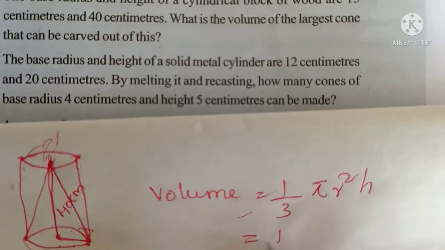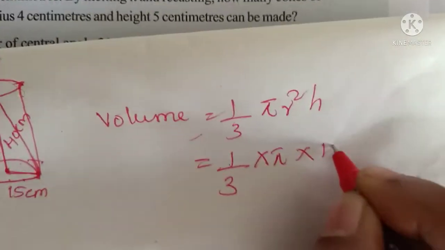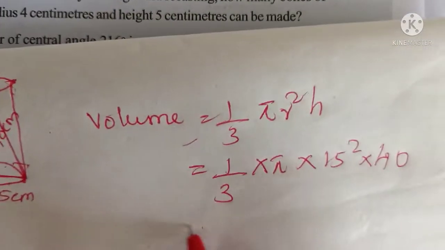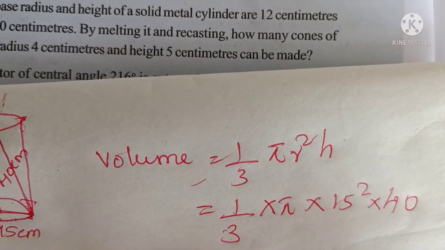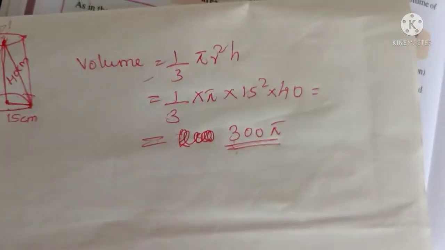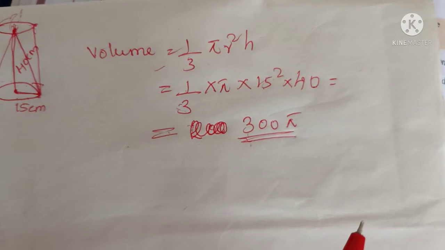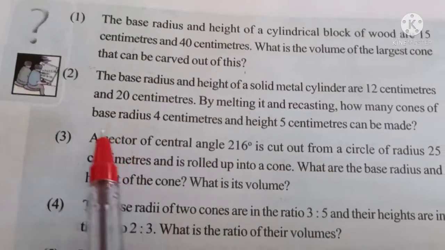Here it is 1/3 into pi into r, which is 15, so 15 square, into h, which is 40. So that is equal to 300 pi. So the volume of the cone that is carved out from the cylinder is 300 pi.